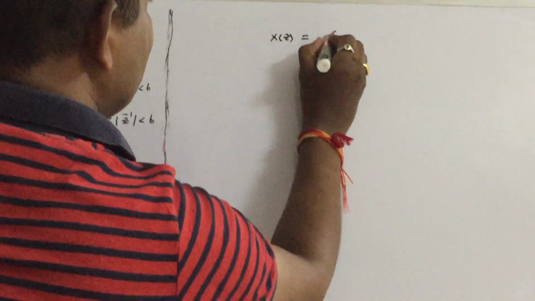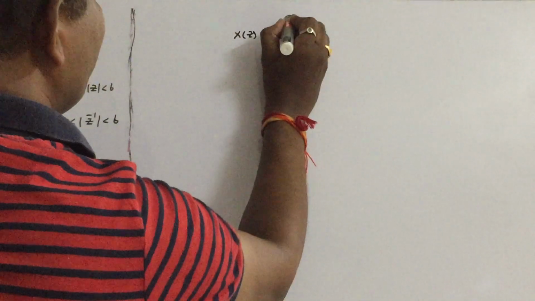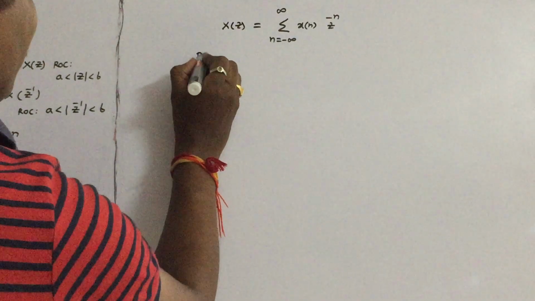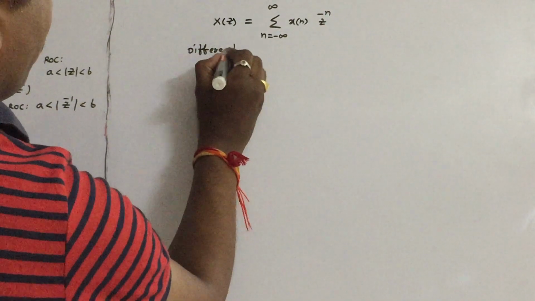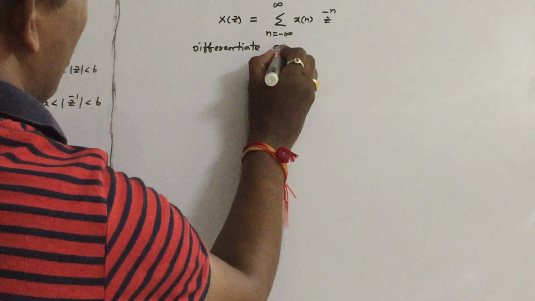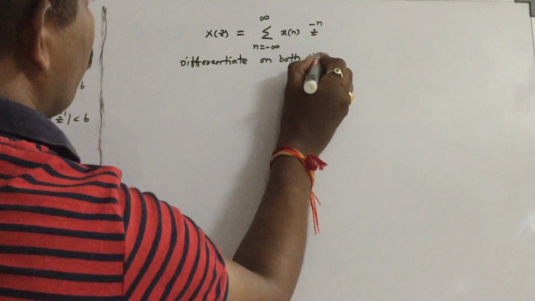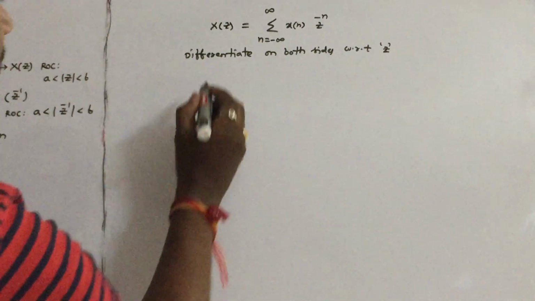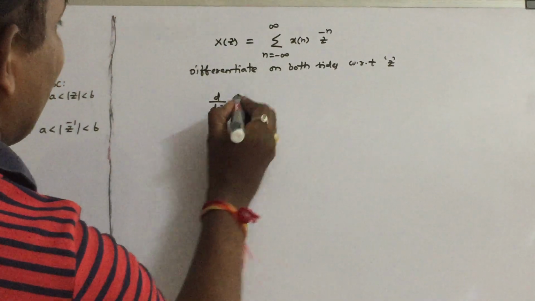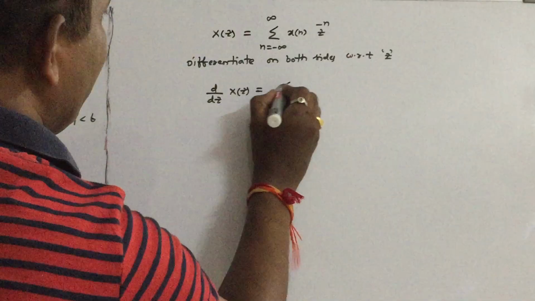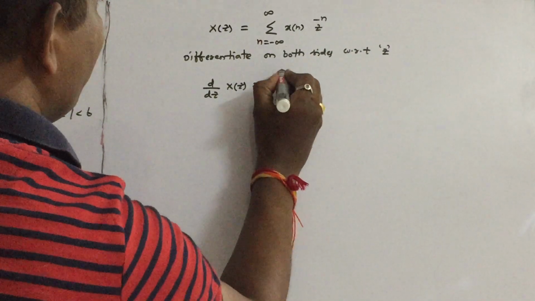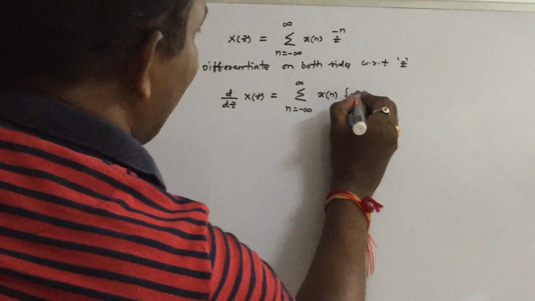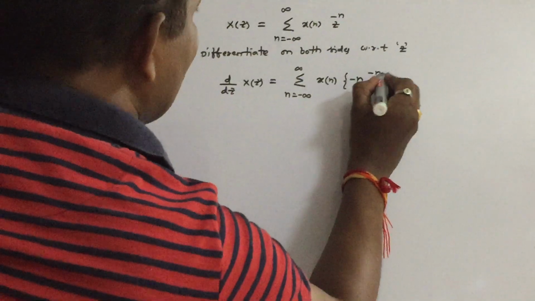X of z is equal to summation n is equal to minus infinity to infinity x of n into z power minus n. So let us differentiate this equation on both sides with respect to z, so that is d by dz of x of z is equal to summation n is equal to minus infinity to infinity, keep x of n as it is, d by dz of z power minus n is minus n into z power minus n minus 1.